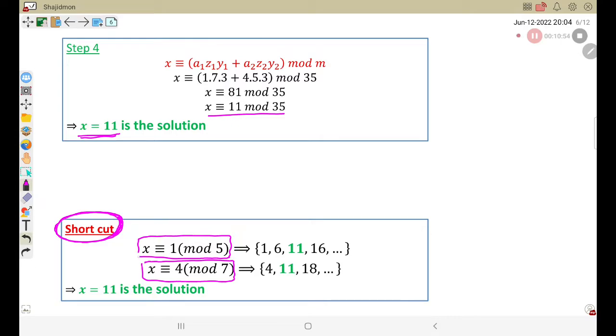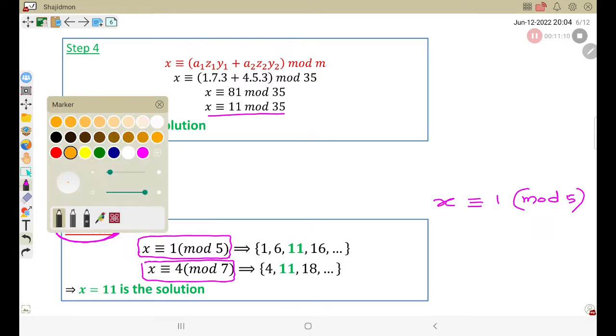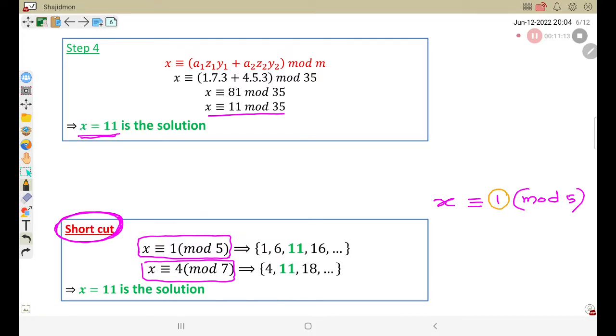From this, you remember from section 4.3 that x congruent to 1 mod 5 means we can choose numbers starting from this number. So we start with 1, then 1 plus 5 is 6, the next number, then 6 plus 5 again is 11, 11 plus 5 is 16, and it keeps going like that.